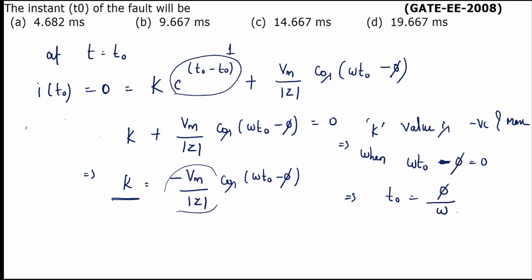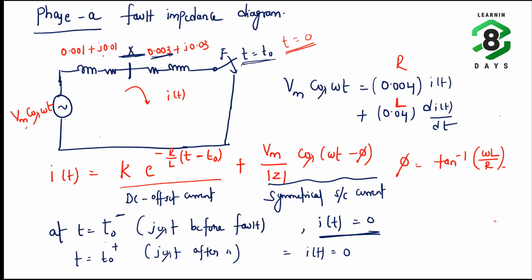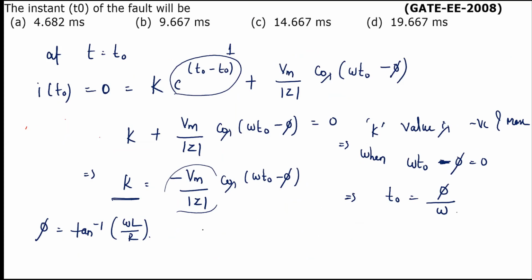That is the answer. So what is the phi value here? Phi is tan inverse omega L by R. Omega L value is directly given. This is the total resistance and this is the total reactance value. Reactance means omega L value is directly given. So you get tan inverse of 0.04 divided by the R value 0.004. So tan inverse 10 will become 84.29 degrees.